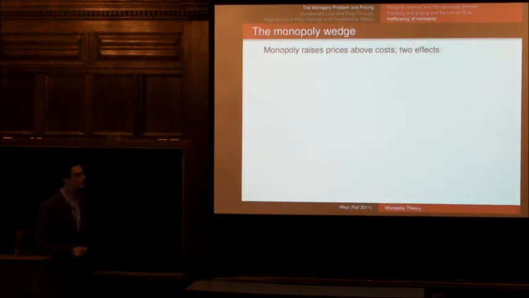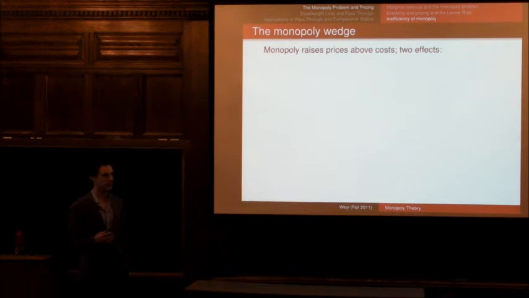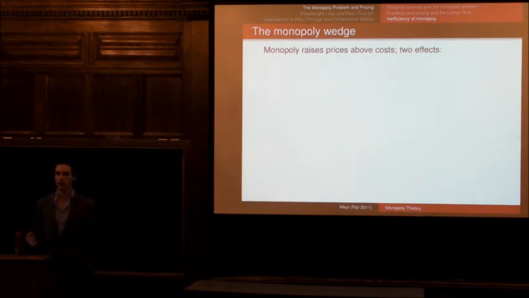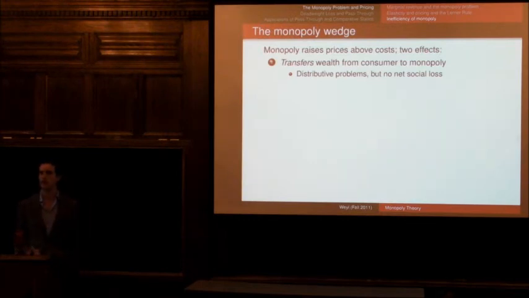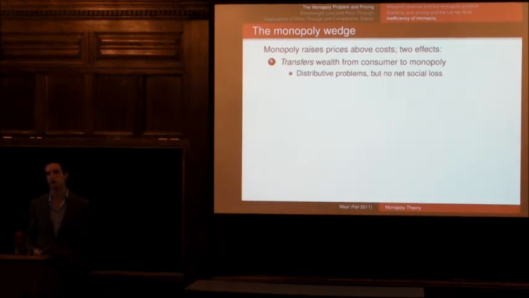So the monopoly basically has 2 effects from a normative perspective. First of all, it transfers wealth from consumers to the monopolists, right? Because it raises prices, and that means consumers pay more than monopolists receive. But this doesn't have, at least at the first pass, any net social loss associated with it, right?